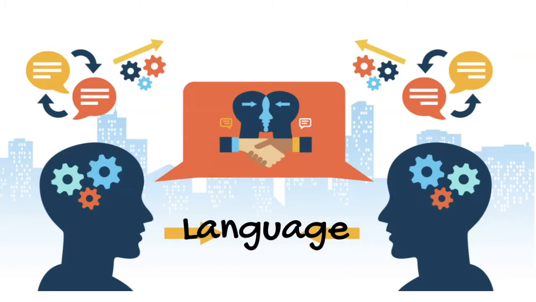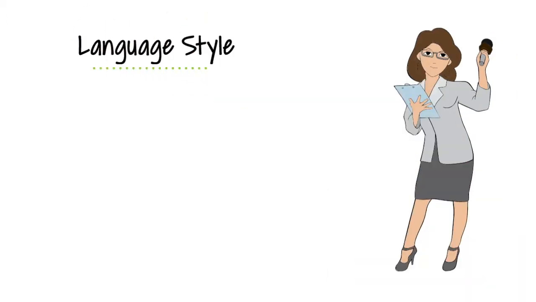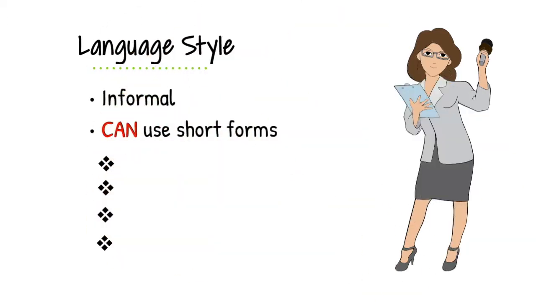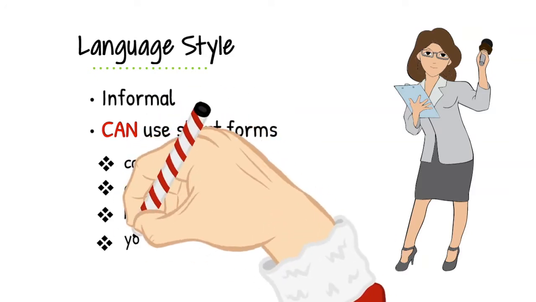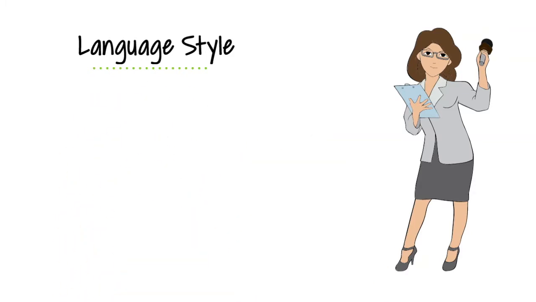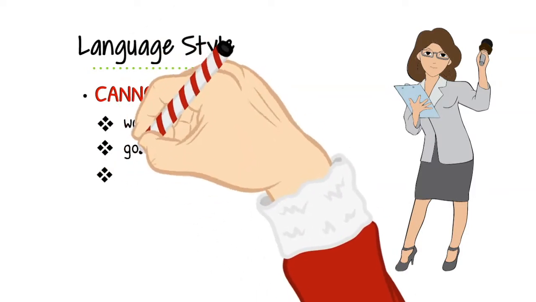Next section, language. What is the language for writing an informal letter? When we are writing an informal letter, number 1, it is informal. Number 2, it means that we can use short forms, for example, can't, don't, I'm, you're. Although we can use short forms, we cannot use slang, for example, wanna, gonna.